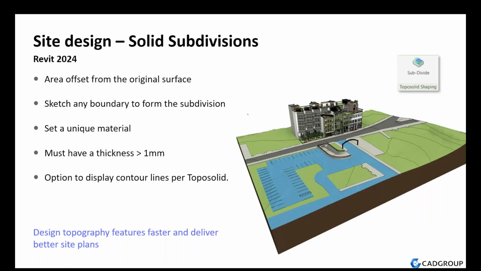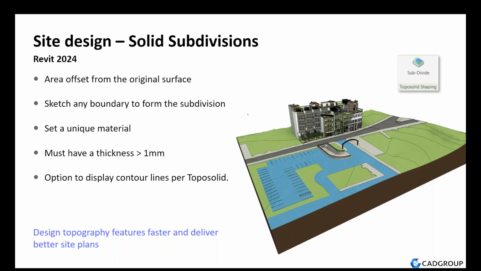Okay, so now there's a few things that are similar between topo surfaces and topo solids, but it's good not to confuse the two. You've got a thing called a subdivide, and that allows you to create an area that's offset from the original. It has to be offset by at least 1 millimeter. It has to be a positive value. It can't be recessed in. It can have a unique material, and it follows the contour lines of the topo solid.